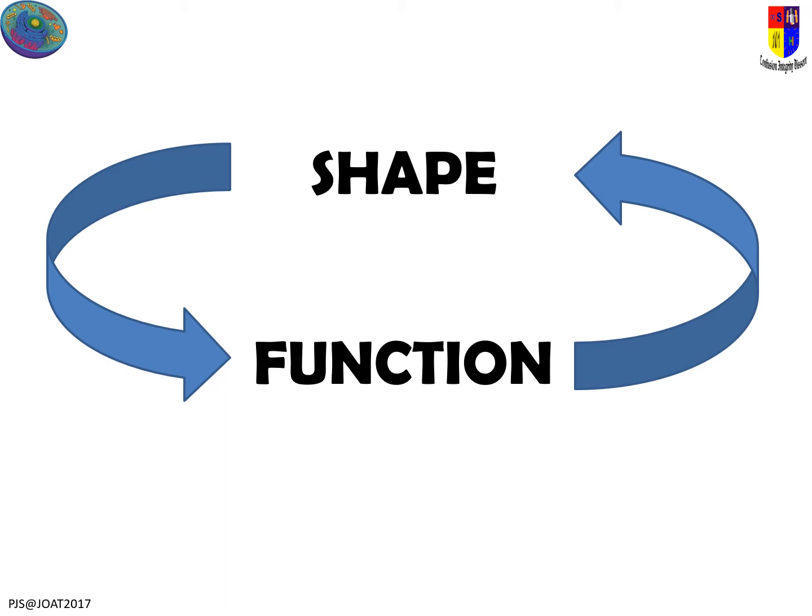So if you want to pick things up, then an opposable thumb is very useful. The function is picking something up, which decides that the opposable thumb is the shape we need to have. And because we have an opposable thumb, it means we can pick things up. Shape, function, not sure which one comes first. It's a whole chicken and egg argument.